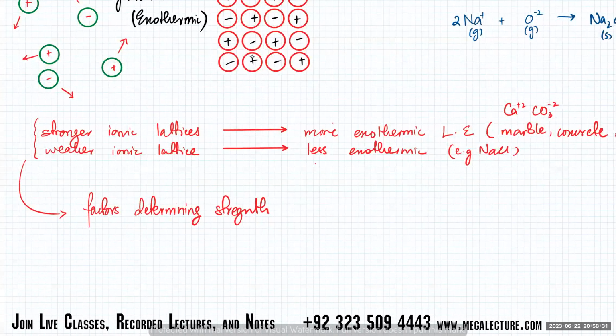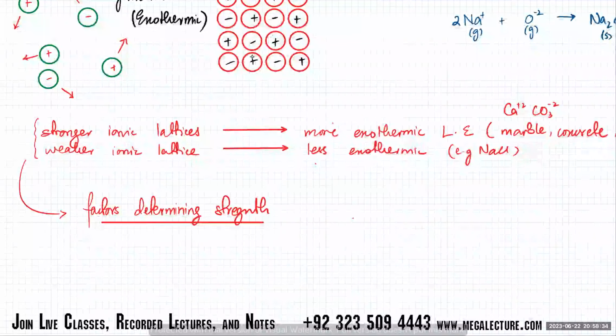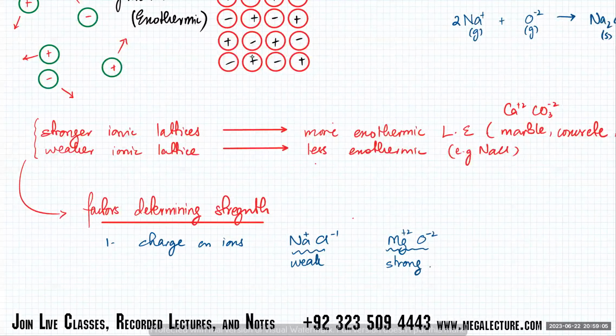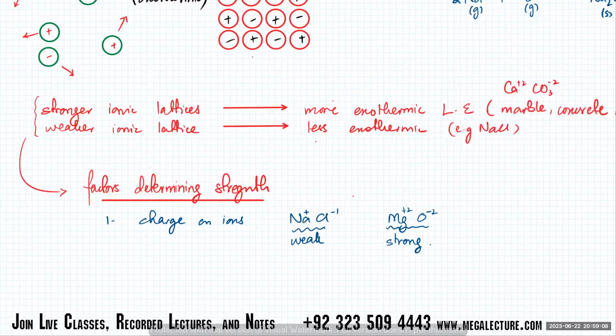So the number one factor is the charge, the charge on the ions. If you've got lesser charge, like NaCl, then obviously there's not going to be a lot of attraction. If you've got more charge, if you double the charge, then the attraction doubles as well. So this is weak, while this one is strong.